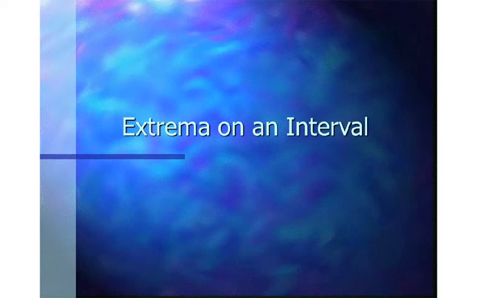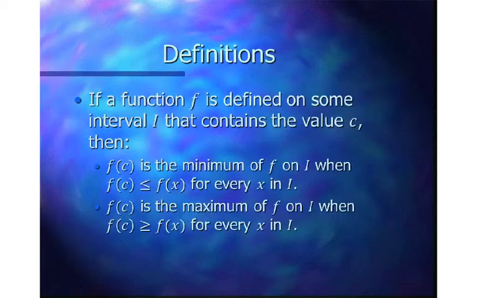In Chapter 3, we began to look at how the derivative can tell us something about the graph of a function. And the first way we're going to look at that is by looking at what we call extrema on an interval. If you recall, an extremum is either a minimum or a maximum value on a graph. So let's start with some definitions.